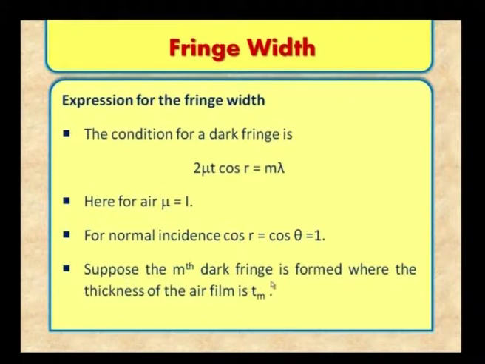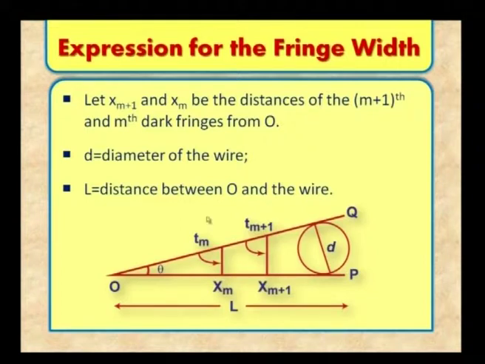Suppose you see the mth dark band or fringe, it is formed where the thickness of the film is Tm. As I show now in this picture, you see what is Tm. You have xm. What is xm? It is a point away from O. You have O here. The distance that separates O and xm is called xm. Xm is the place where you have the mth bright band, or the mth dark band. As I told you, the distance that separates two bright bands or two successive dark bands is the same. Now we are concentrating on the dark bands.